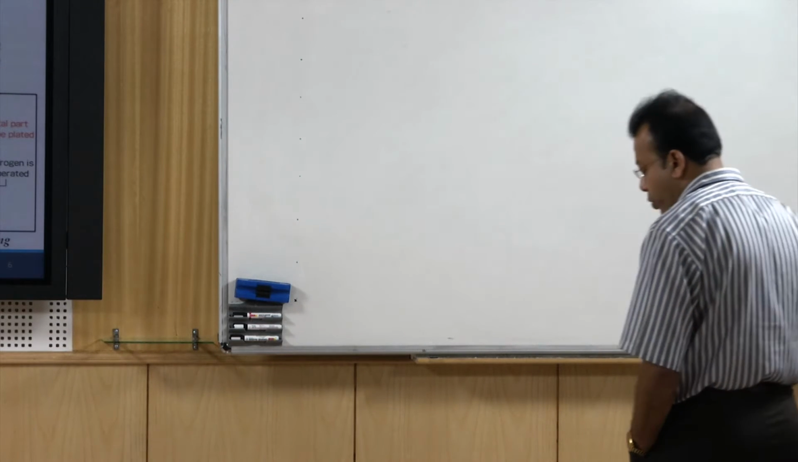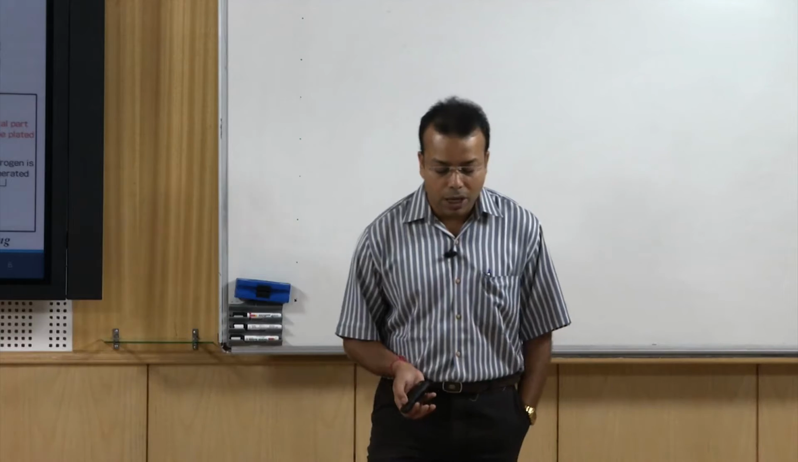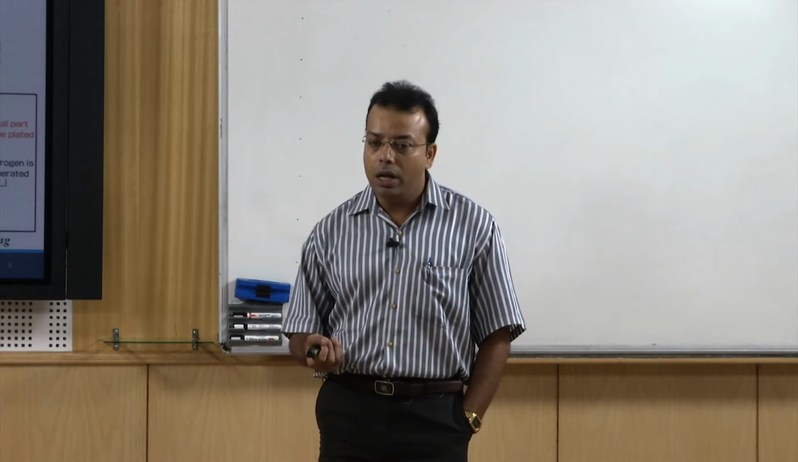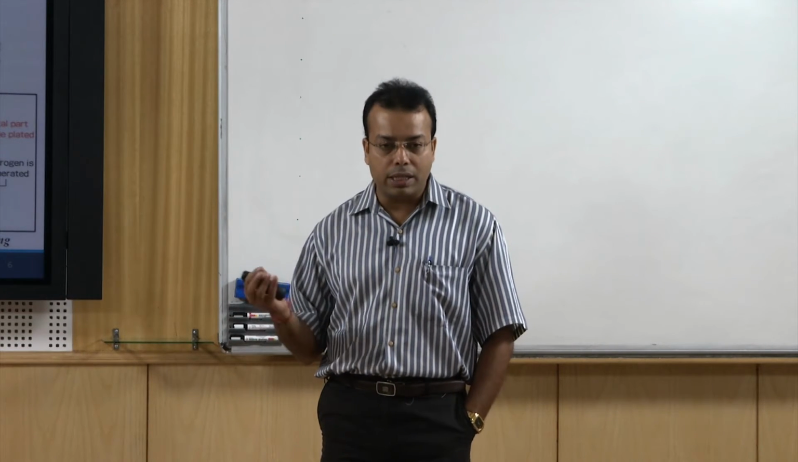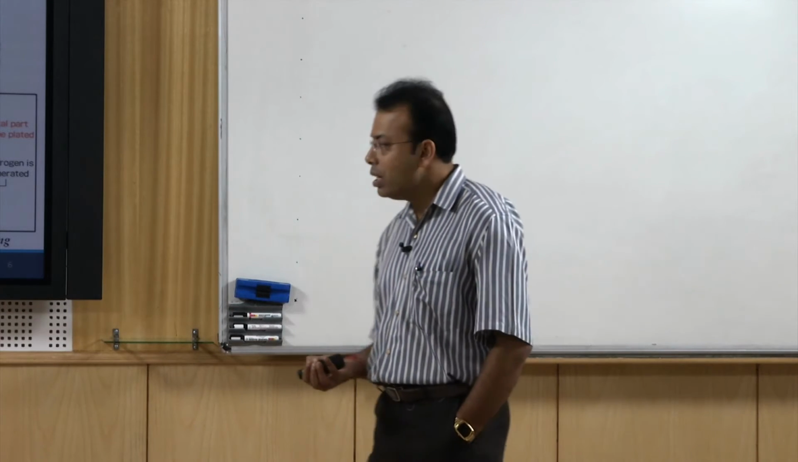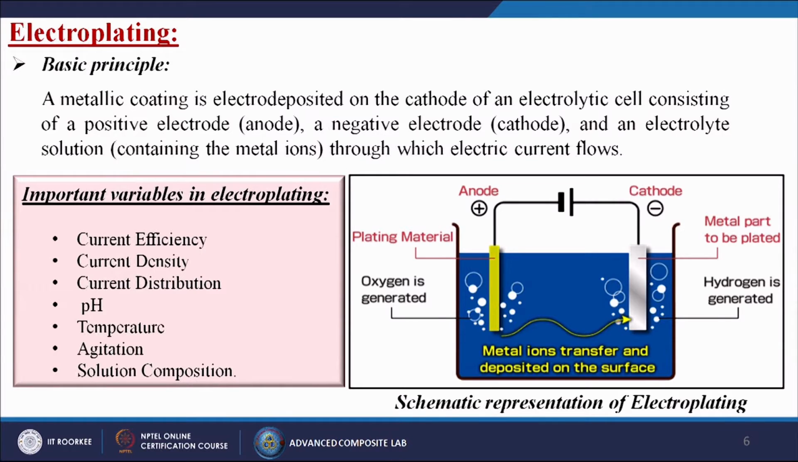Next one is the electroplating technique. It is not a newer one, it is one of the oldest methods. Still we are using these kinds of methods for our normal samples, because it can be easily done, it is also a less expensive method, and it can be easily controlled. So, what are the basic principles?